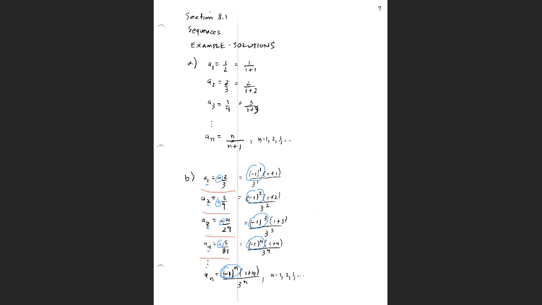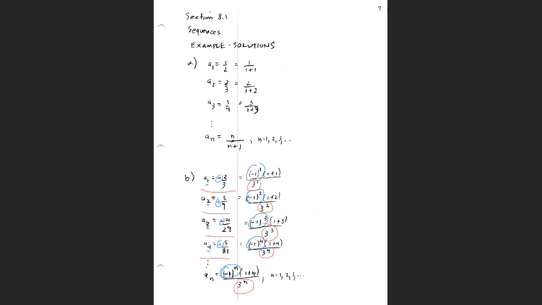And then in the denominator, it's very clear. 3 is 3 to the first. Second term, 9 is 3 squared. Third term, 27 is 3 cubed. You're getting the feel. Fourth term is 81 in the denominator. That's 3 to the fourth. So 3 to the n power will do it for the denominator.